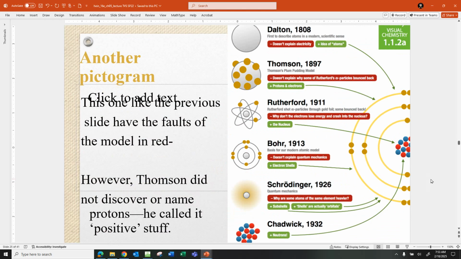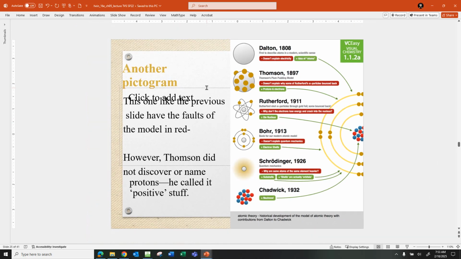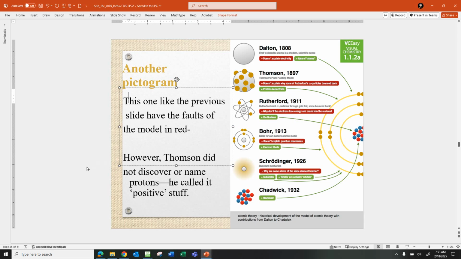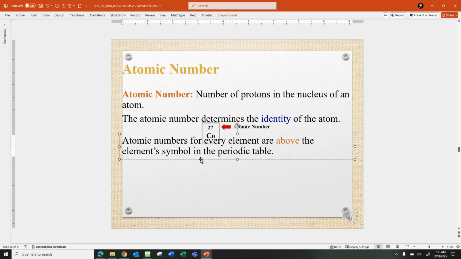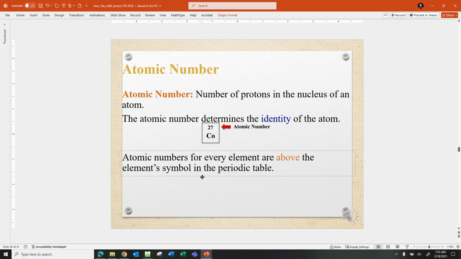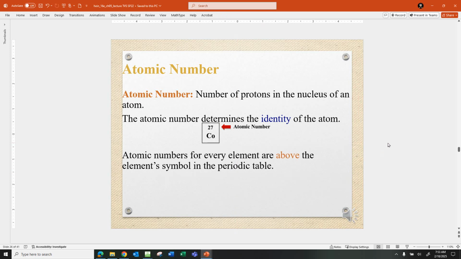Here's another one. It's really cut down and simplified. Let me zoom this out just a little bit. The atomic number. The atomic number tells you how many protons and electrons are in the atom. It also is the identity of the atom, because protons cannot change. If you change the number of protons, then you change the element. Okay?